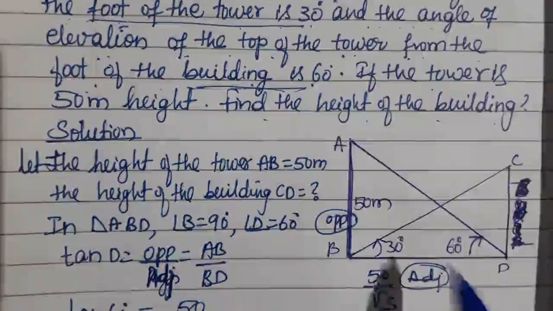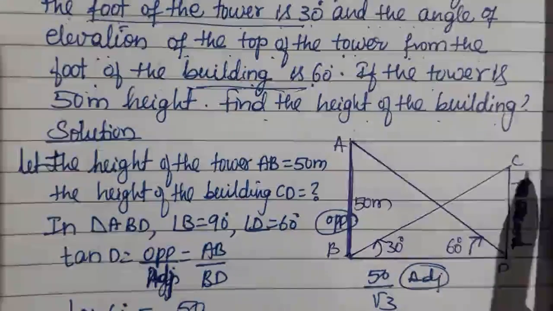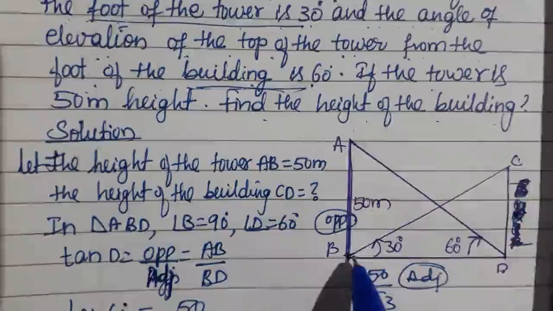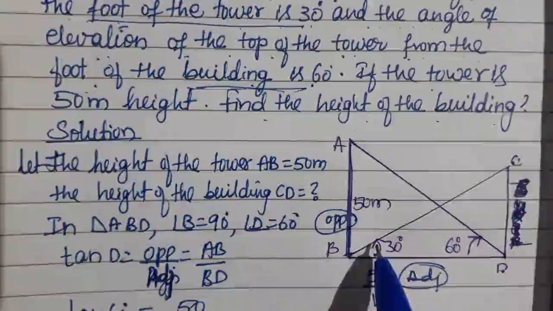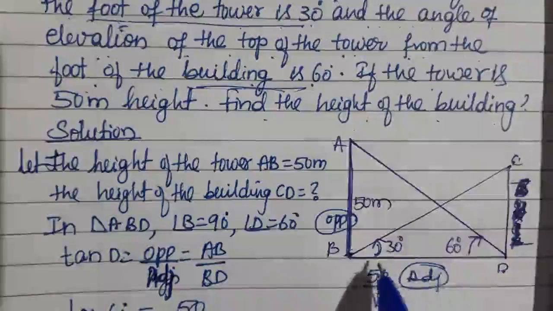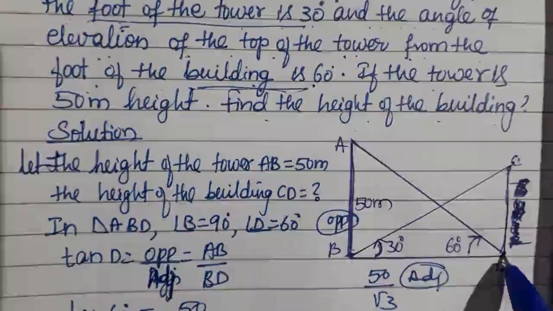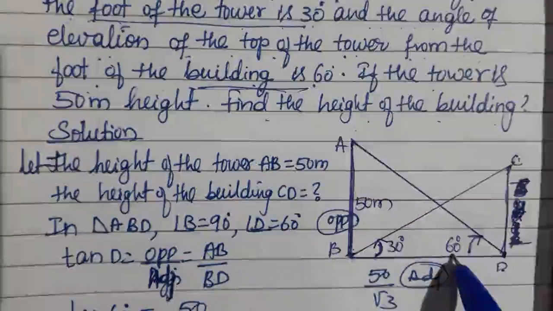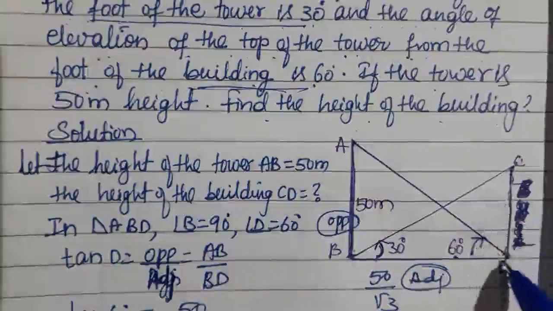So the diagram is like this. AB is the height of the tower. Height of the building is CD. From the foot of the tower, if you see the top of the building, the angle of elevation is 30 degree. Same way, from the foot of the building, if you see the top of the tower, the angle of elevation will be 60 degree. So the diagram is ready according to the question. Now we have to find the height of the building.